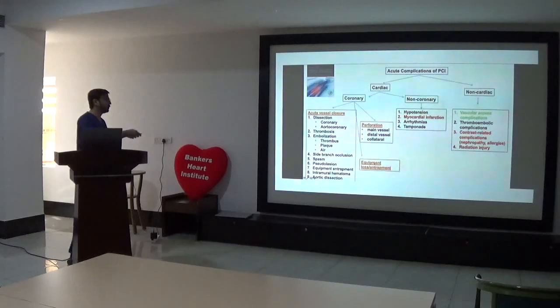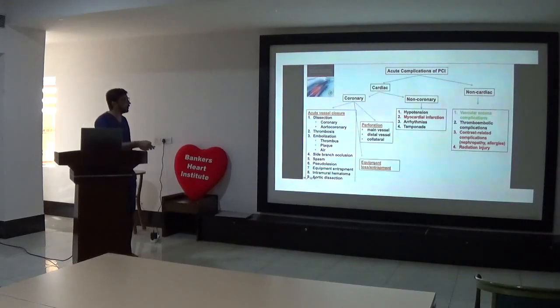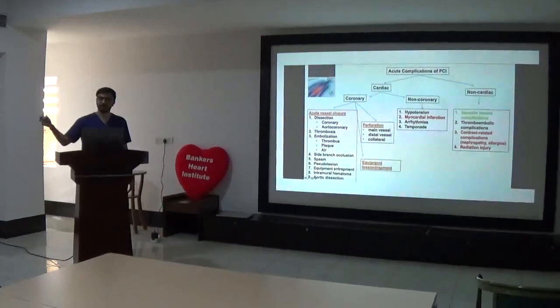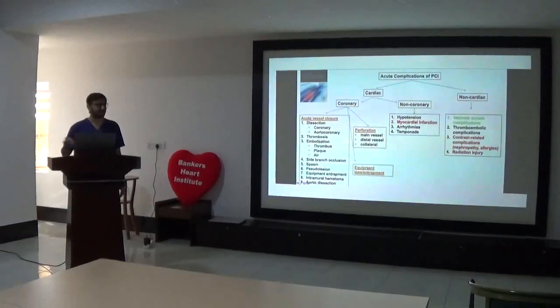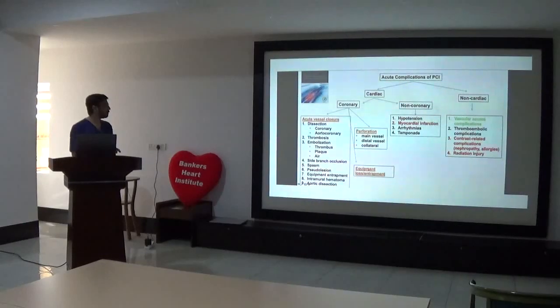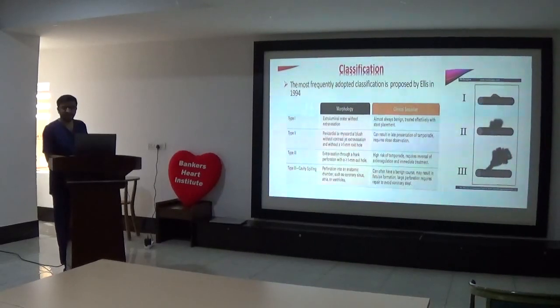So we will focus on this part, coronary perforation. Either the main vessel is involved, or the side vessel or distal branch, or the collateral, either a septal collateral or an epicardial collateral. Acute vessel closure is something every cardiologist can follow. So these are the type 1, 2 and 3 classification of coronary perforation.